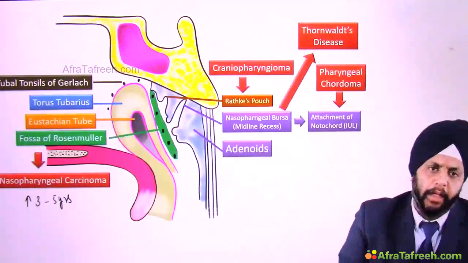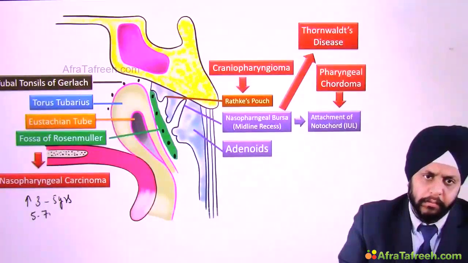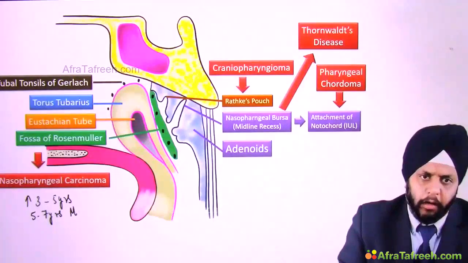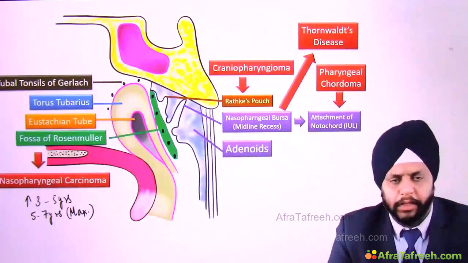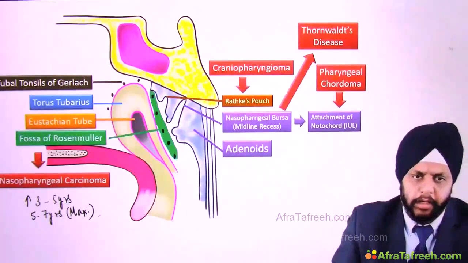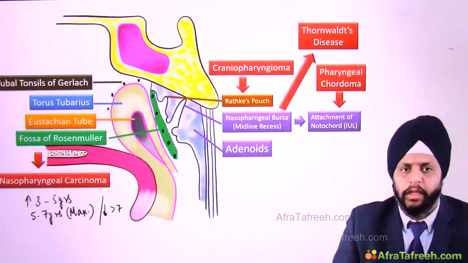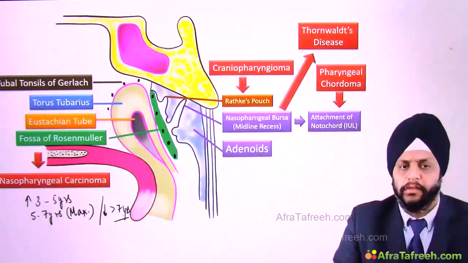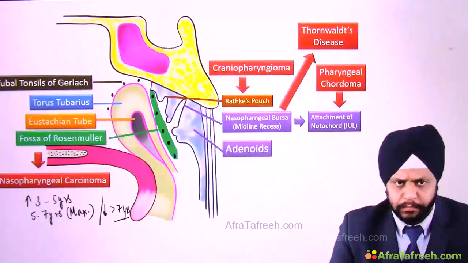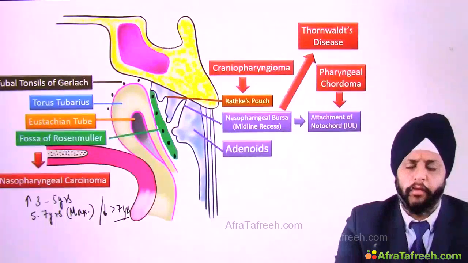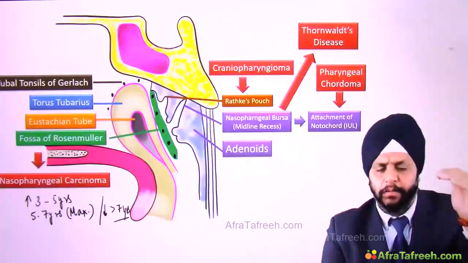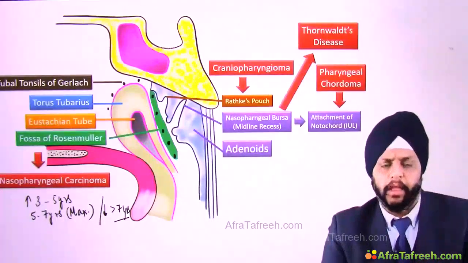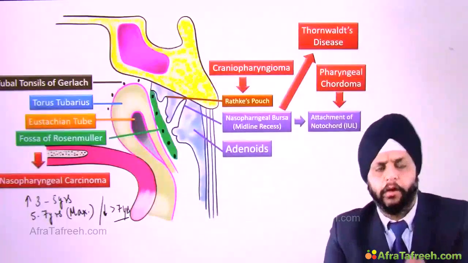Now, 5 to 7 years, they are of maximum size, and after 7 years they start decreasing in size. That is the natural physiological growth pattern of adenoids. So 3 to 5 years, they increase. 5 to 7 years, they remain maximum size. After 7 years, they start decreasing. And by 9 years to puberty, they will almost disappear.